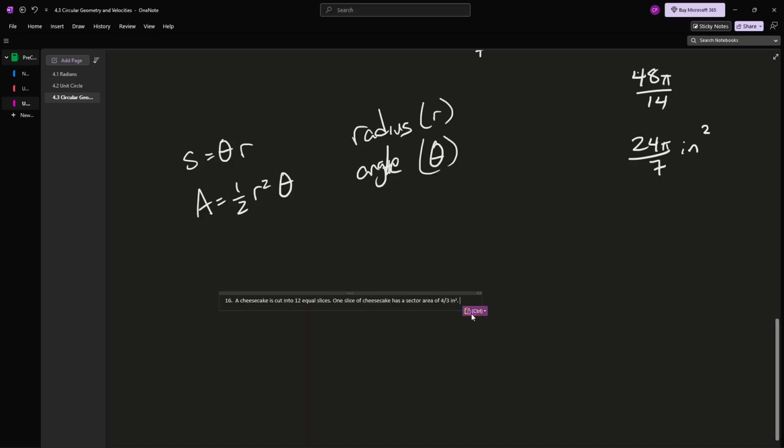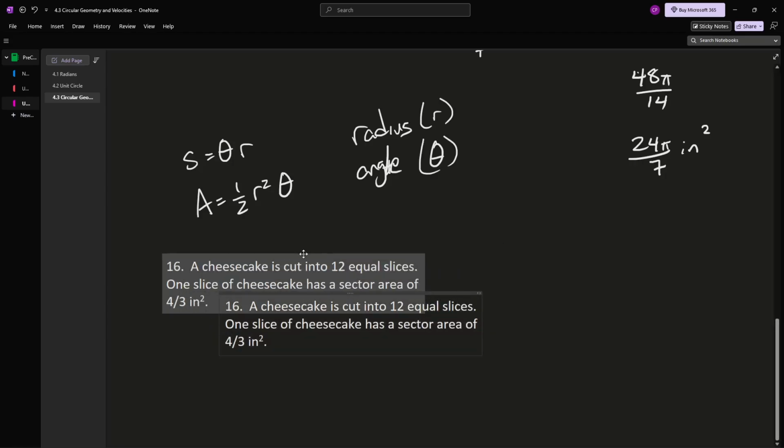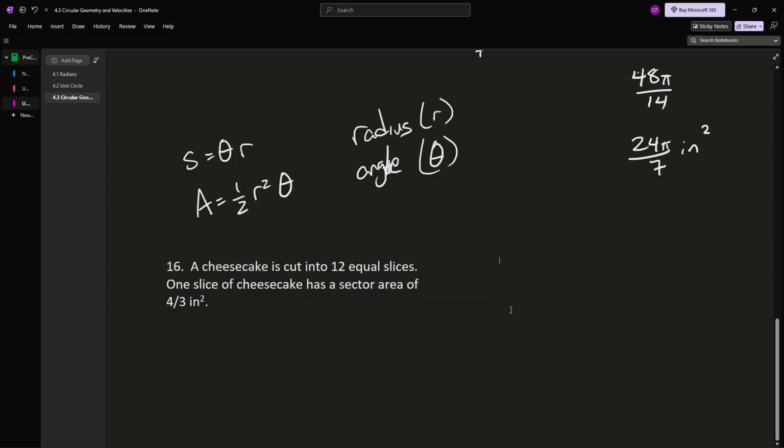So let's actually begin with this from our review. A cheesecake is cut into 12 equal slices. One slice of cheesecake has a sector area of 4 pi over 3 inches squared. And the end result, which we'll get to without a guiding question, is I want to find the arc length. I want to go from area to my arc length. So let's see what we need.